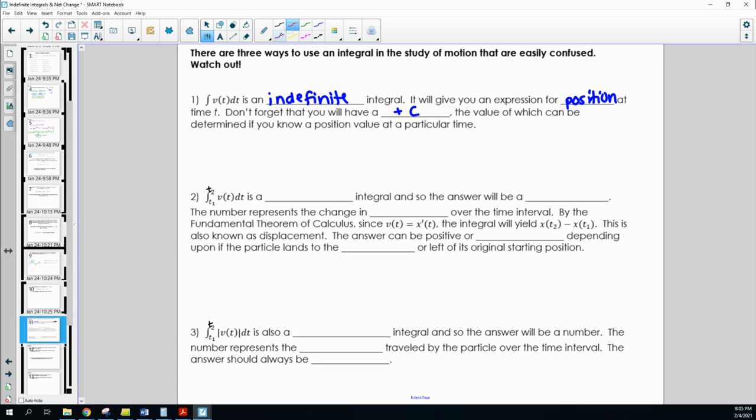Now for number 2, you have an integral, but it goes from t1 to t2. So that is a definite integral. And so the answer will be a number.